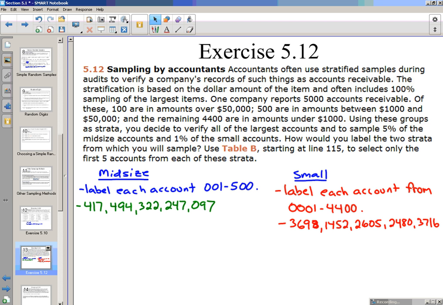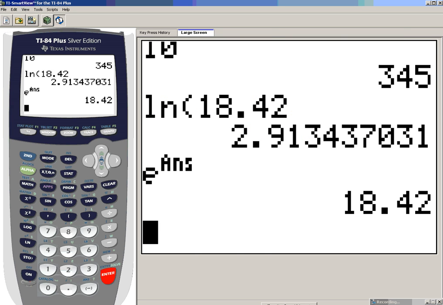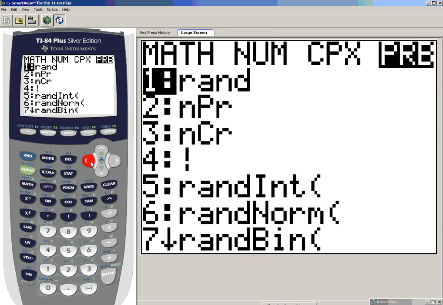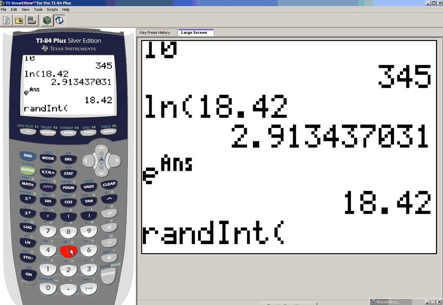Let me show you where that's at. If you go to your calculator, go Math, over to Probability. You see Random Integer Generator is right here. So for the mid-size accounts, if you didn't want to use a random number table, you could also generate this from the calculator, which is actually quite a bit quicker.